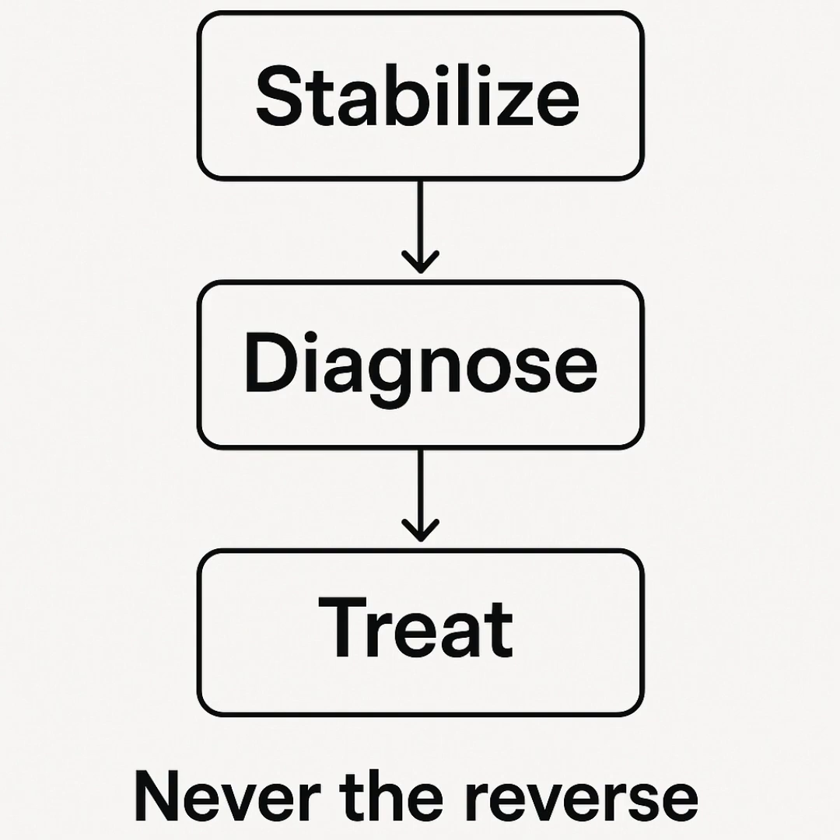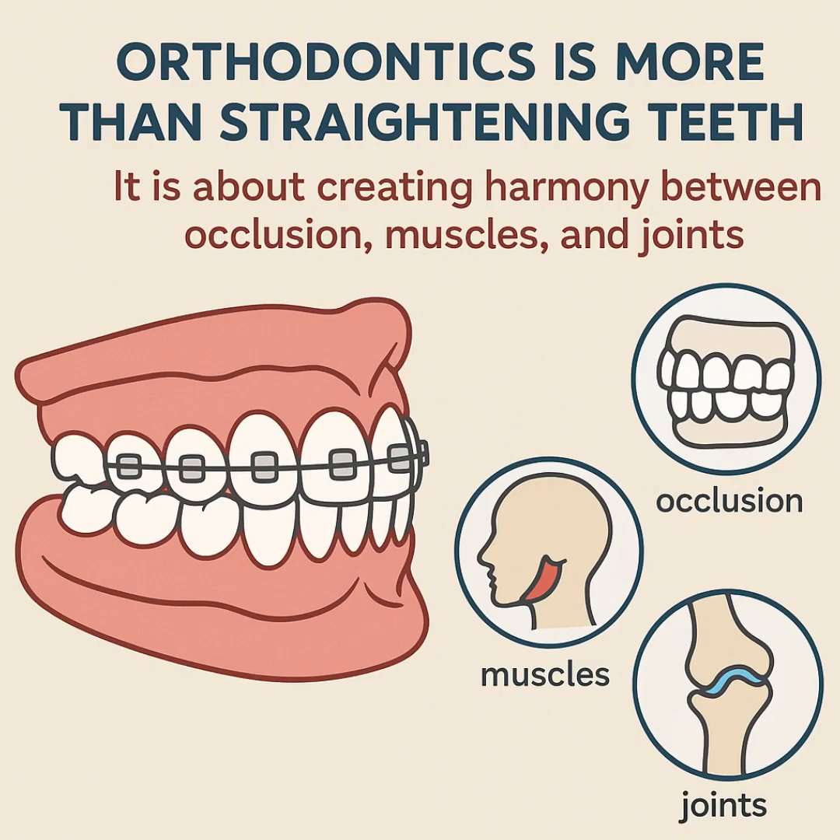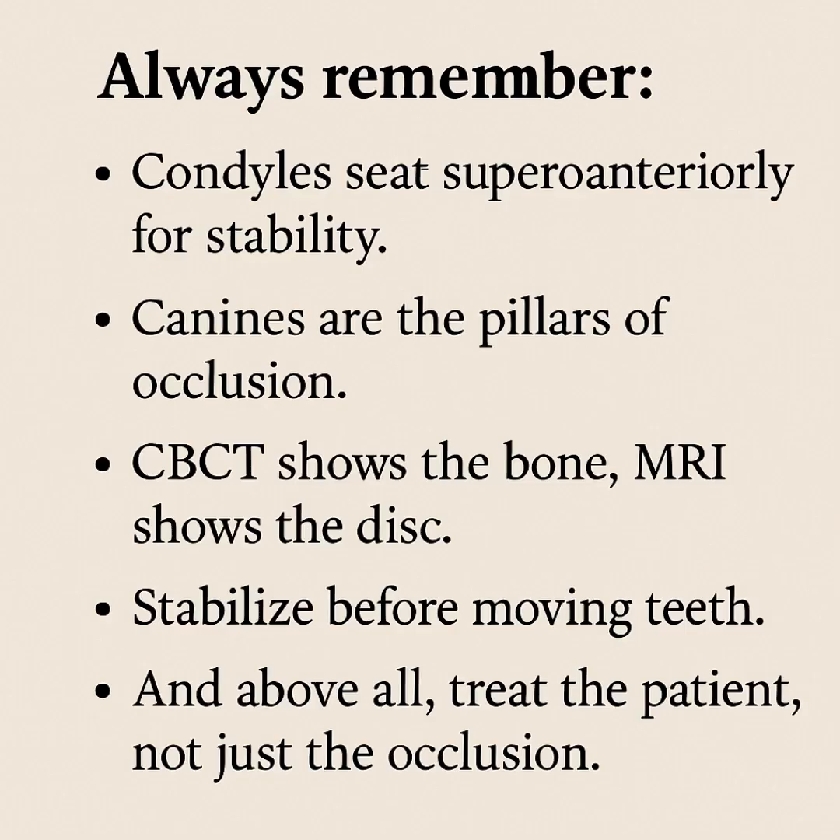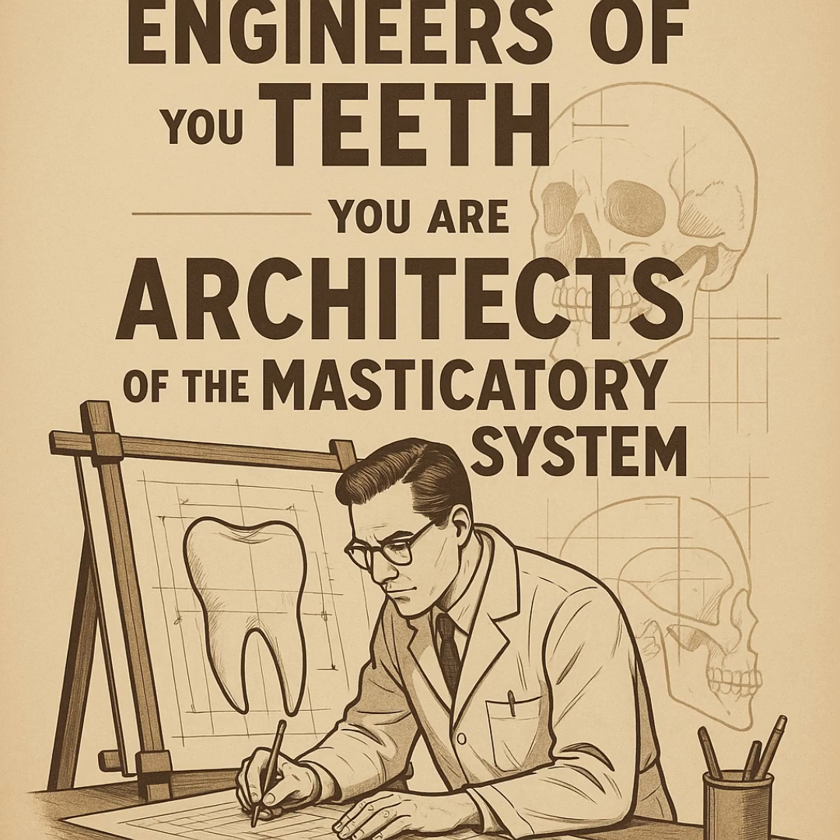Never the reverse. Conclusion. To close, orthodontics is more than straightening teeth. It is about creating harmony between occlusion, muscles, and joints. Always remember, condyles seat supero-anteriorly for stability. Canines are the pillars of occlusion. CBCT shows the bone, MRI shows the disc. Stabilize before moving teeth. And above all, treat the patient, not just the occlusion. You are not just engineers of teeth, you are architects of the masticatory system.